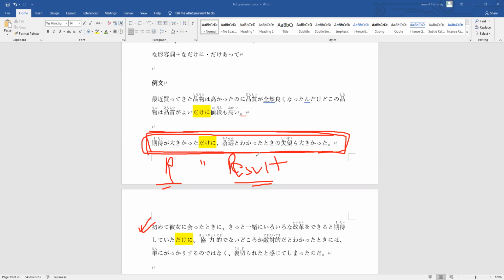What is rakusen? Rakusen is rejection. Okay. Try to translate it naturally. Shitsubo is a disappointment from something, due to something. Disappointment. Okay. What is the translation then?